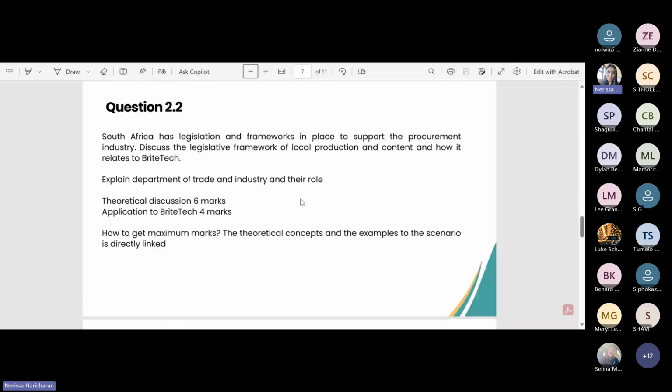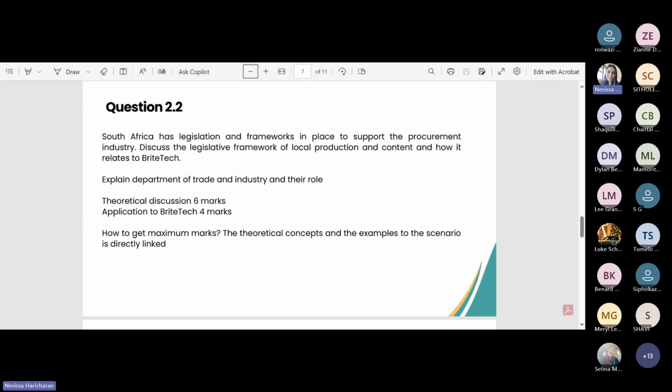So question 2.2 is South Africa has legislation and frameworks in place to support the procurement industry. Discuss the legislative framework of local production and content and how it relates to Brightech. So explain how trade and industry basically in South Africa works. What is their role within the country? What do they support? What do they find risky? Understand and analyze that information and relate it to Brightech and what Brightech wants to do.